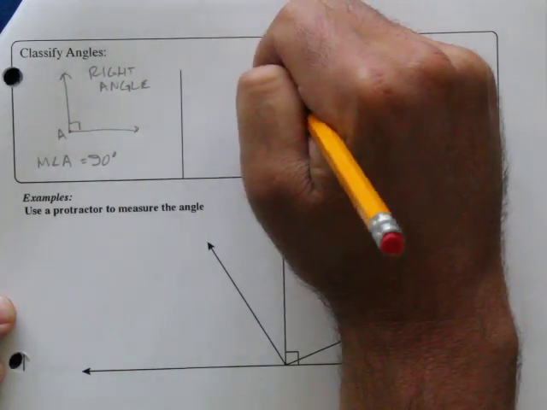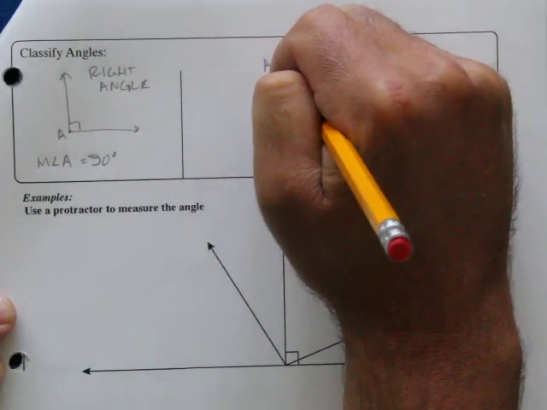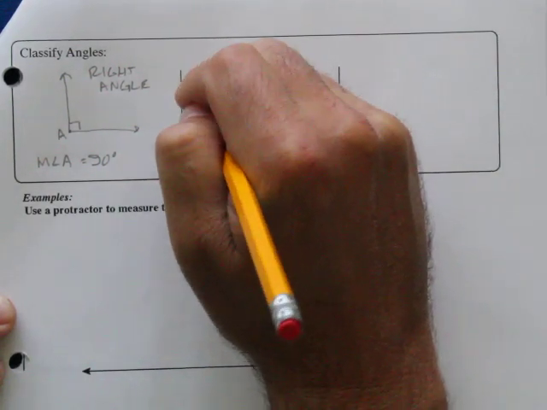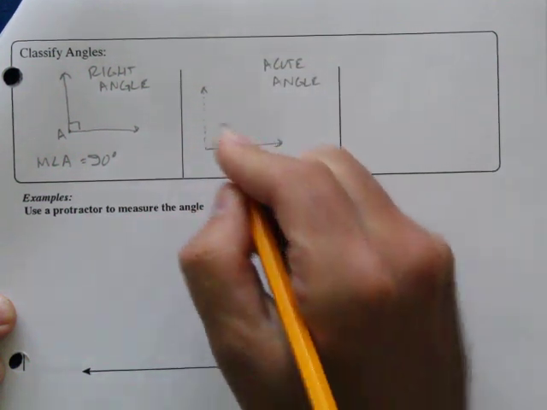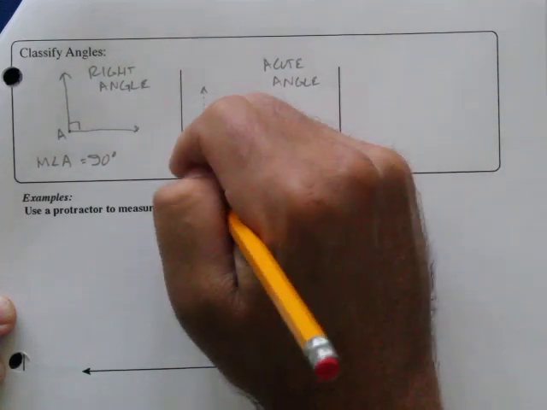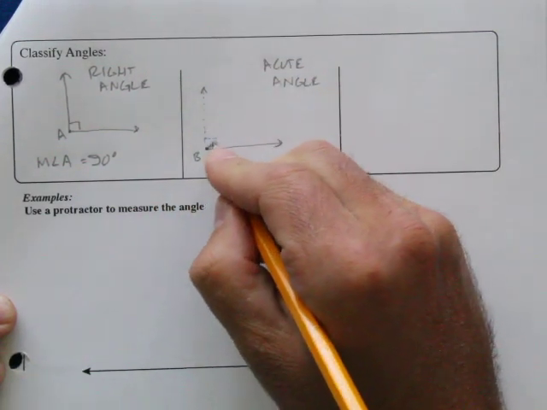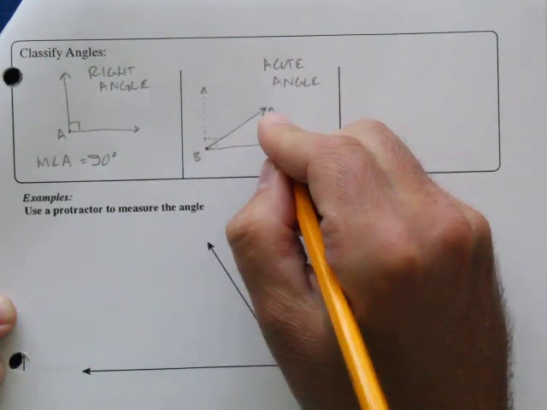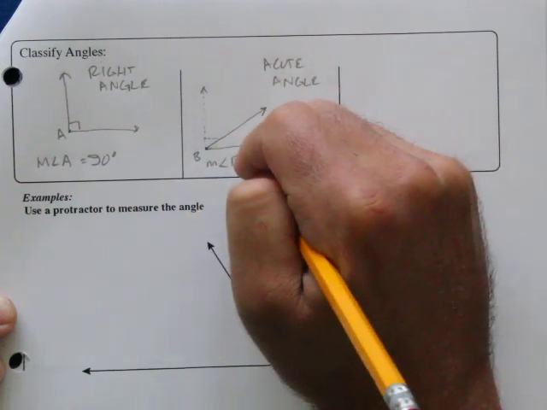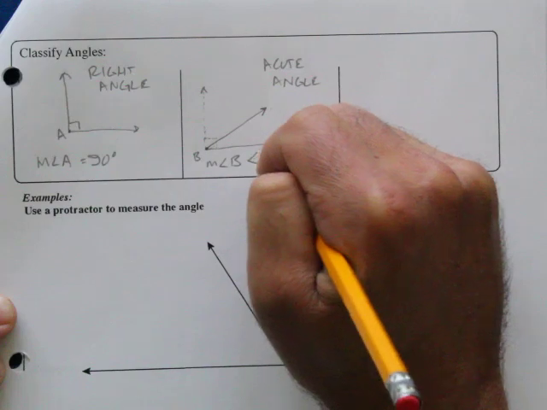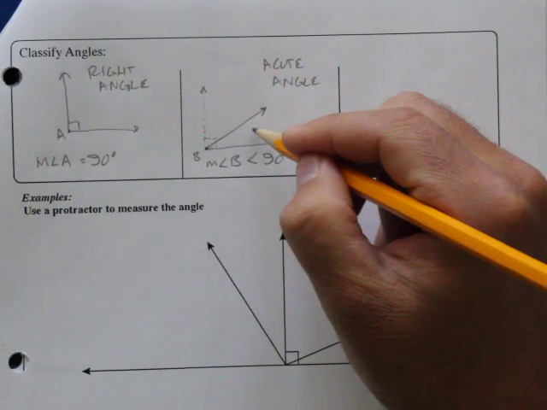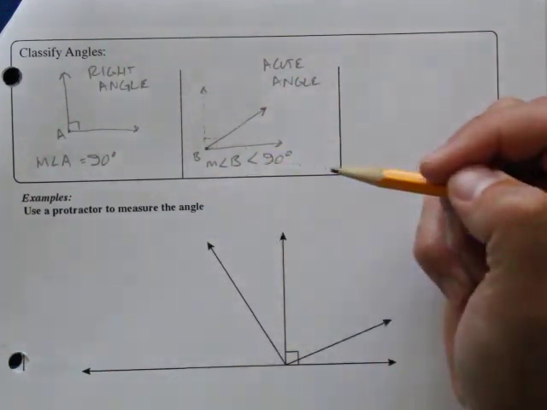Acute angle. So I'm going to start with my 90-degree angle, kind of. So this is my 90-degree angle. We're going to call this vertex here B, though. And then here is a ray coming from B. Measure of angle B for an acute angle is going to be less than 90 degrees. So notice here's 90, here's my second ray, is less than 90 degrees.